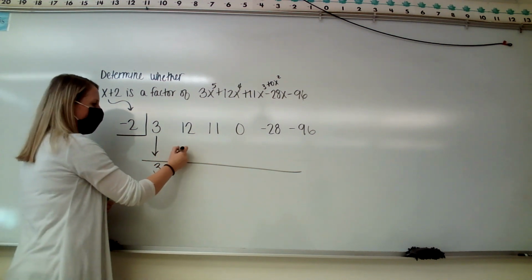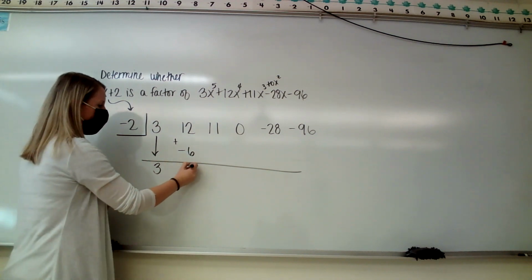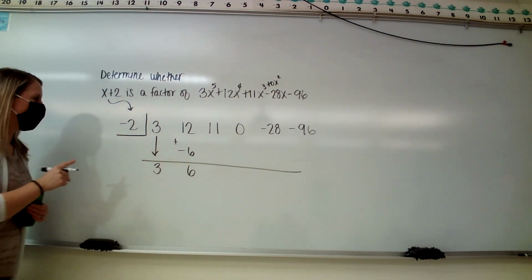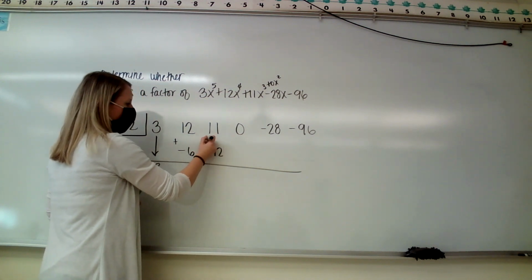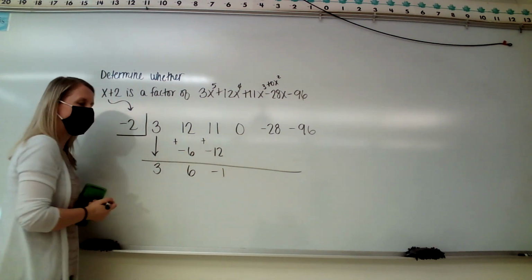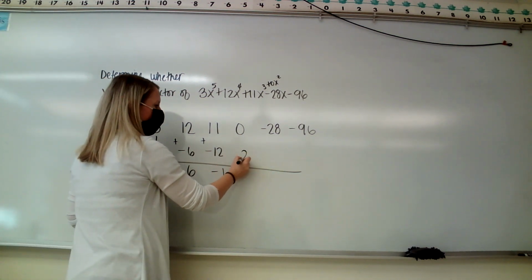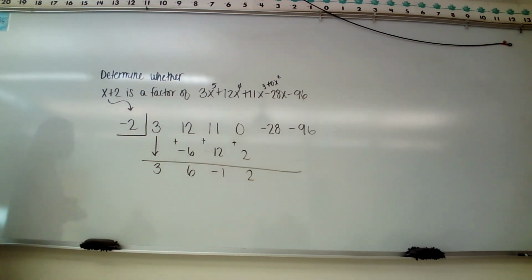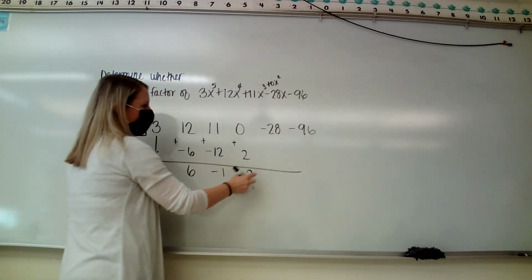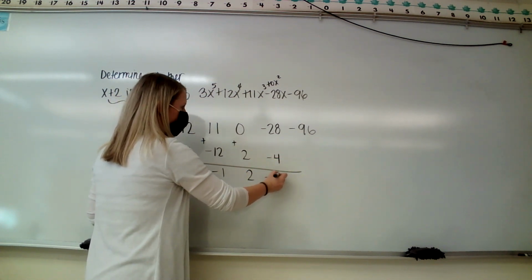Negative 2 times 3 is negative 6, and then we're always adding those. That will be 6. Negative 2 times 6 is negative 12. Add those, so I get negative 1. Negative 2 times negative 1 is 2. Add those, you get 2. So once you do it, it's kind of quick, just following those same steps. Negative 2 times 2 is negative 4. That would give me what? Negative 32.